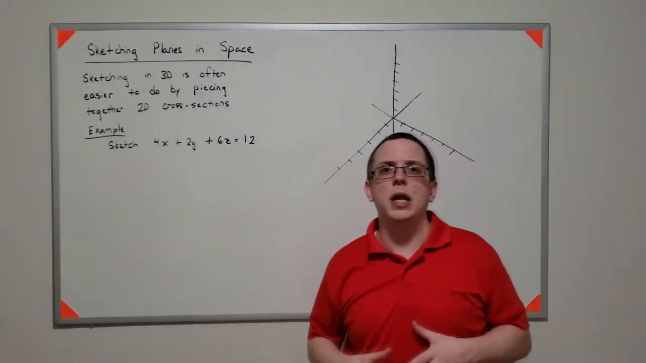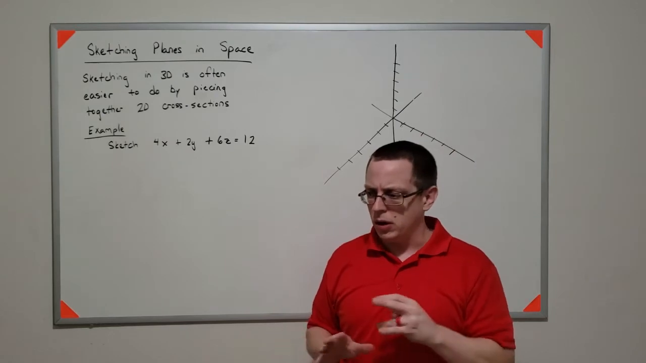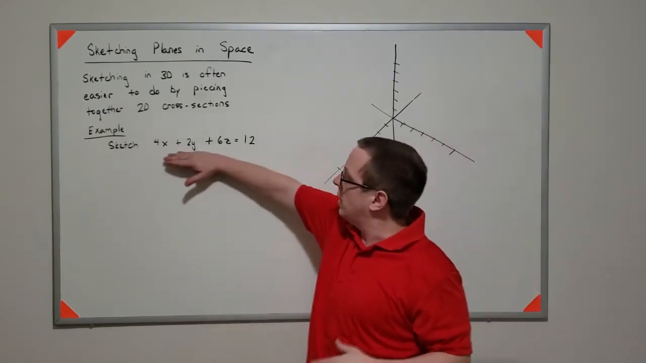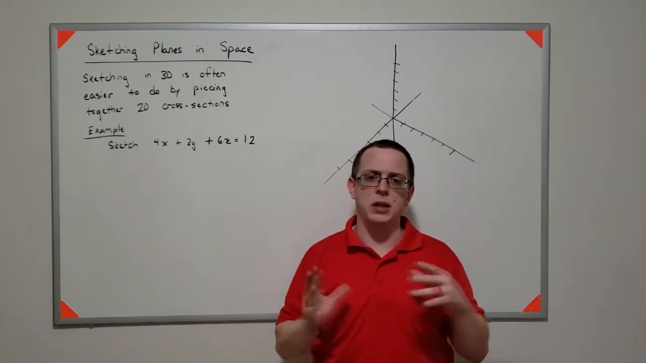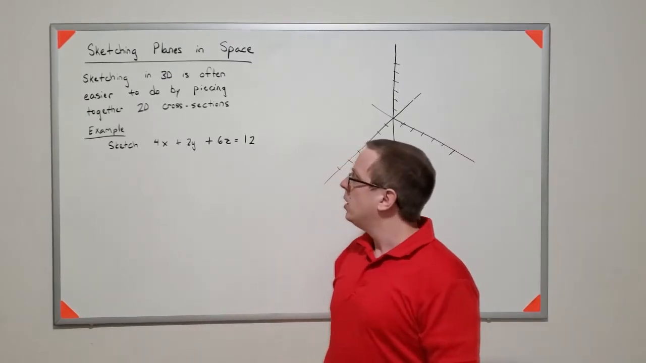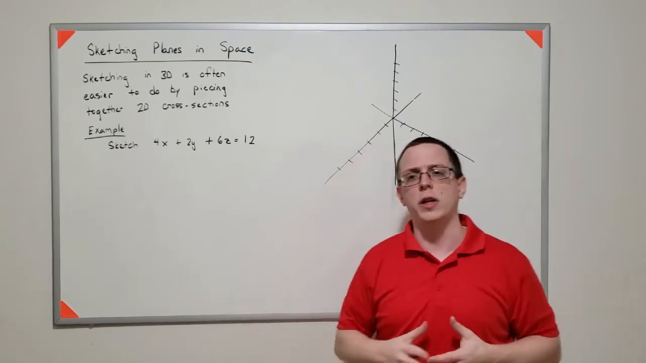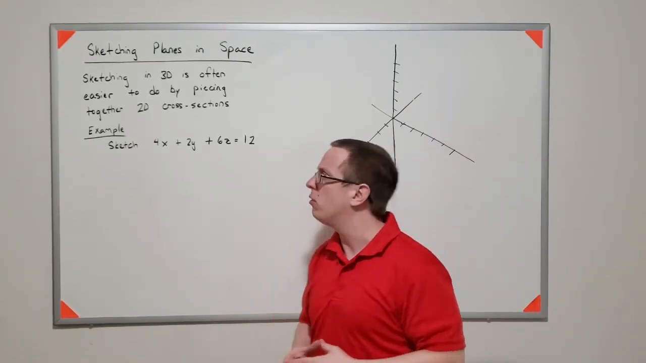When we sketch planes in space, it can be hard to think about how to make it happen when we start with something that looks like this. We have three variables, they all equal something, and it can be hard to wrap your head around where to start and what to do. Because even if you solve for one variable, you still have two on the other side and you're juggling it. So it's not quite as simple as thinking about lines in 2D, for instance.